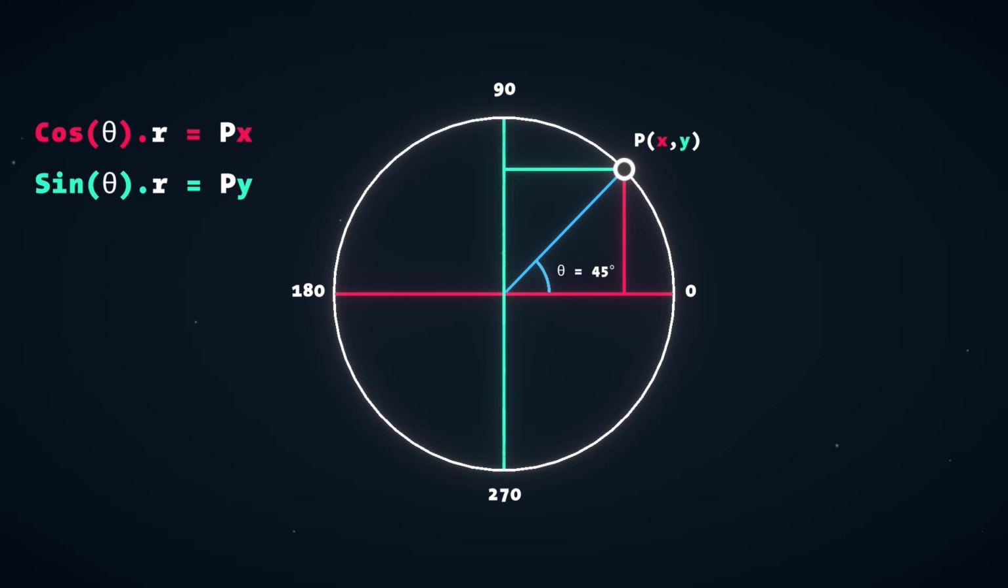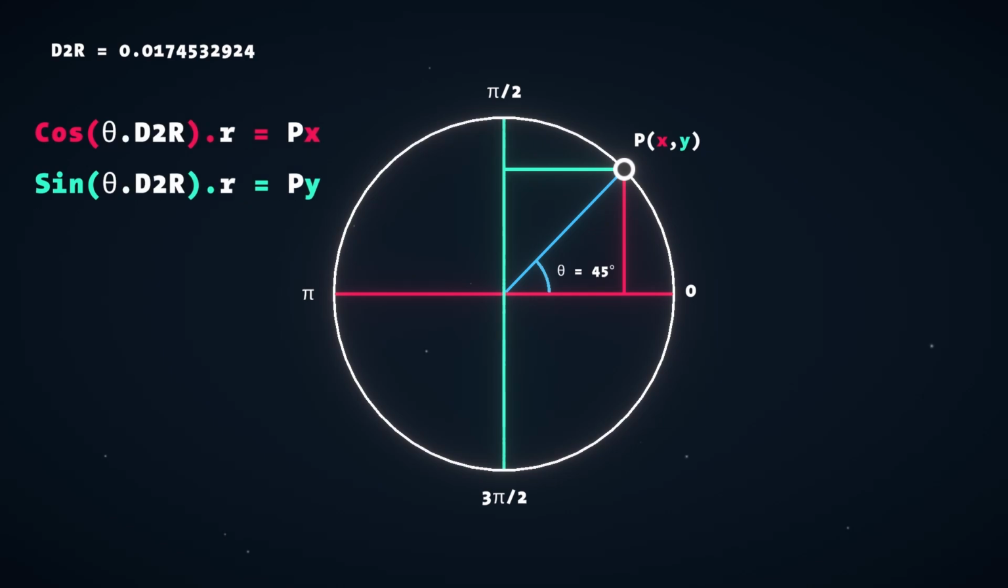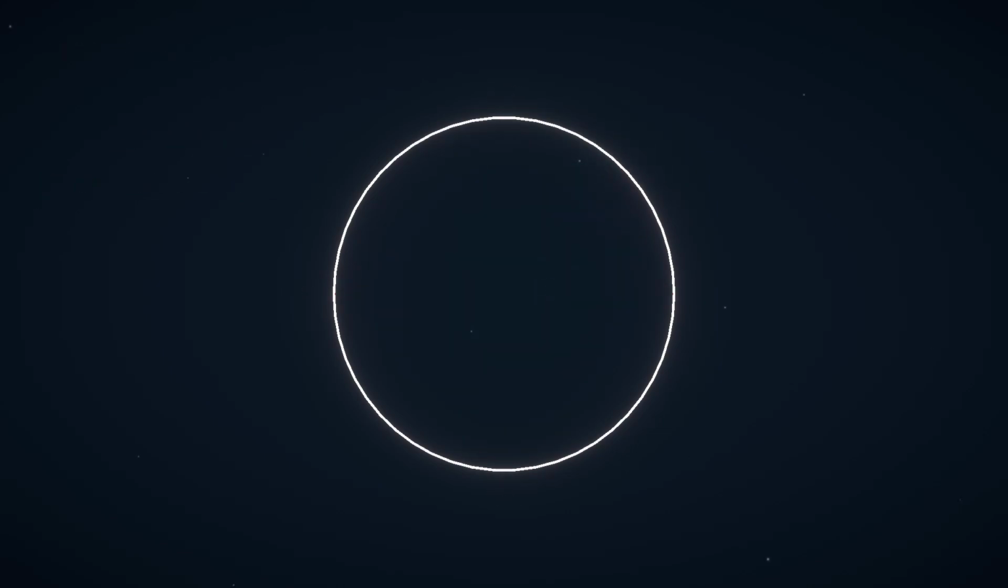An important detail is that for these values to be correct, the angle must be in radians, not degrees. To convert the angle from degrees to radians, we multiply by a value. Let's see how we can use this in game development.